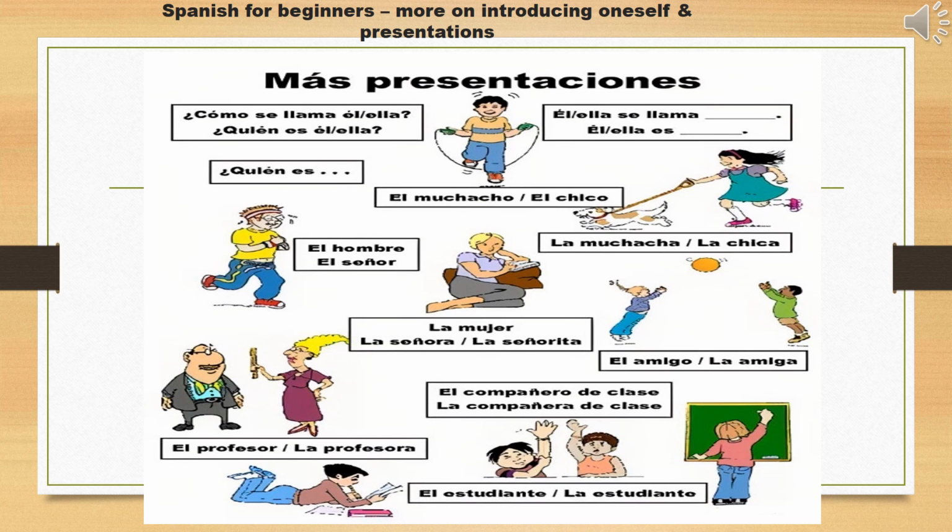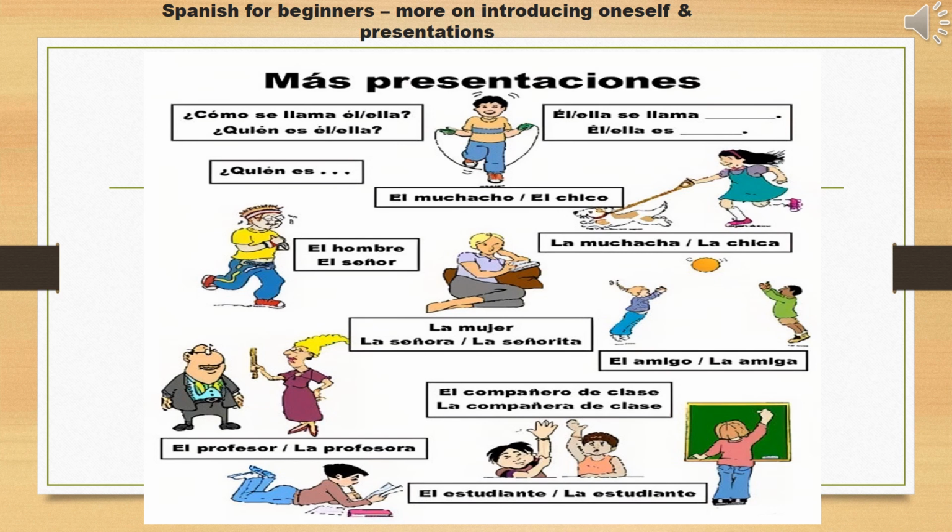Sorry, also when you look at the lady, la mujer, there's la señora. La señora is Mrs. and la señorita is Miss. So la mujer, la señora, la señorita, la muchacha, la chica. So let's go to the professors there from that side.